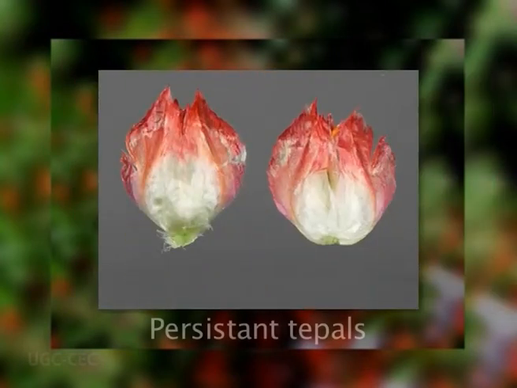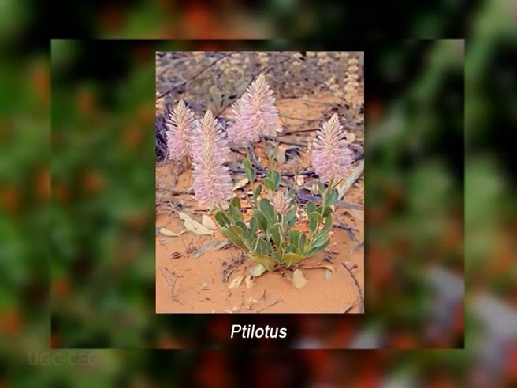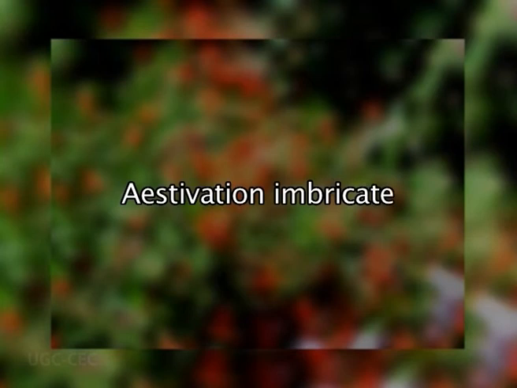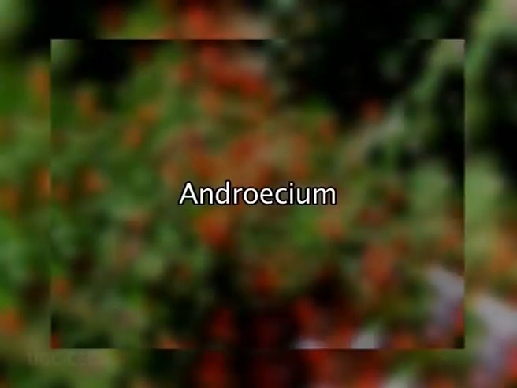But characteristically in Amaranthaceae, these tepals are persistent. Sometimes they are accrescent in their fruits. Commonly we see this accrescent condition in Tylotus. The aestivation in Amaranthaceae is imbricate. Now the reproductive parts of the flower, starting with androecium.